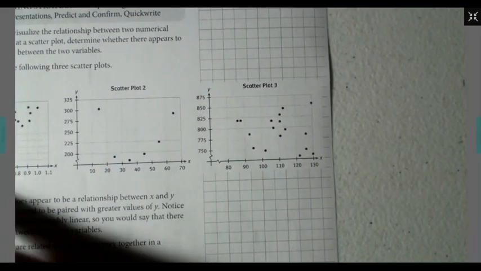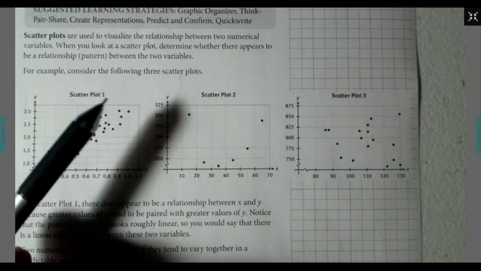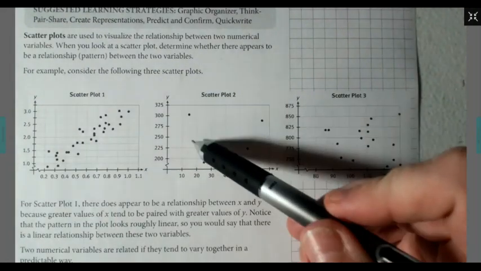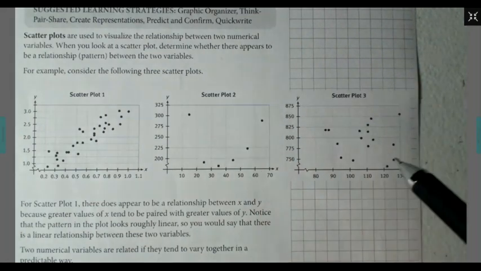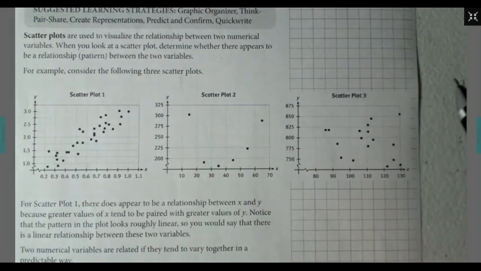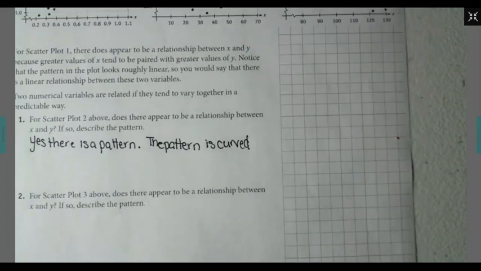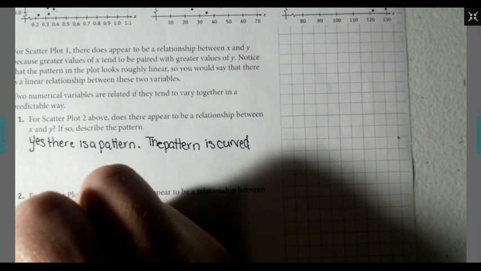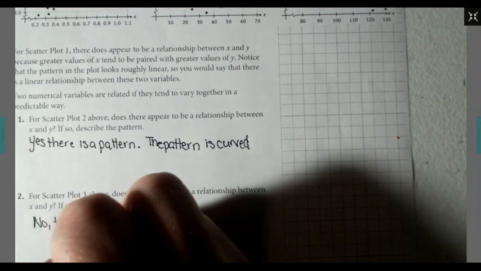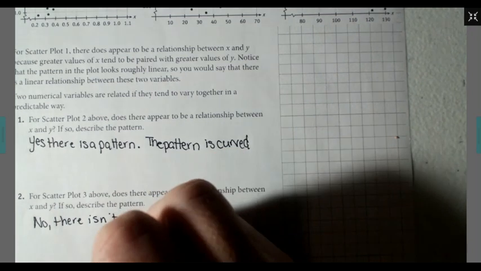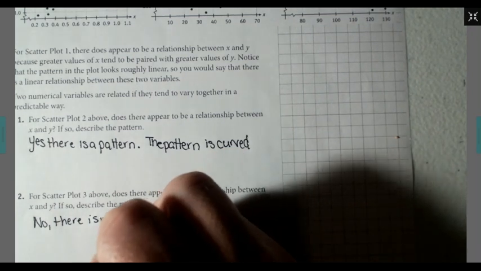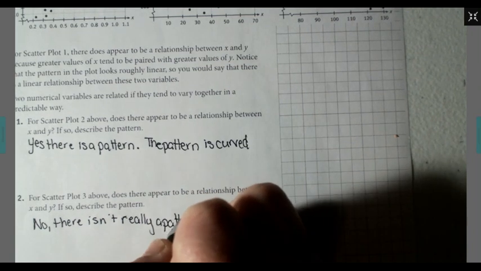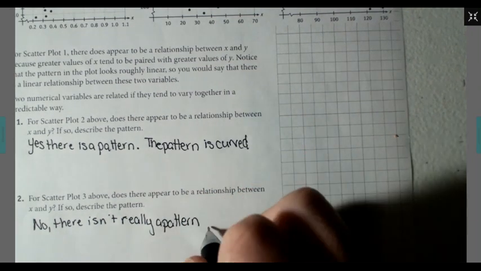Like here, back in scatter plot 1, we have this defined linear shape. Here, we have a defined curved shape. Here, I have nothing. So, question number 2, we would say, no, there isn't really a pattern in this scatter plot.